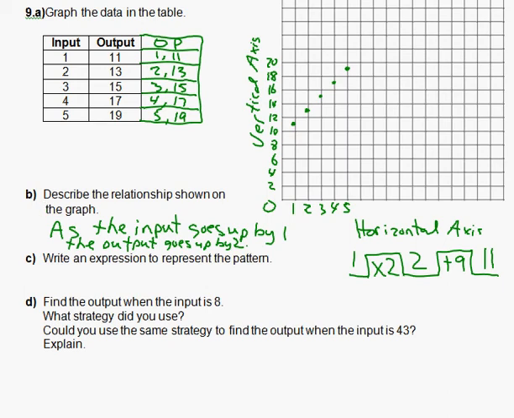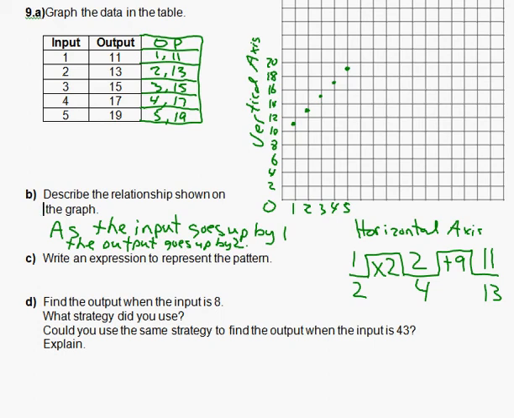Let's double check with the second input number. Run it through the machine. 2 times 2 is 4. 4 plus 9 is 13. So we have figured out our input-output machine. It's double checked correct. So what would the expression be?